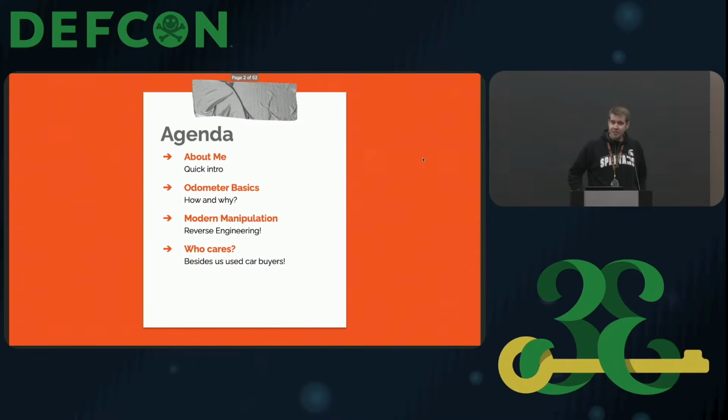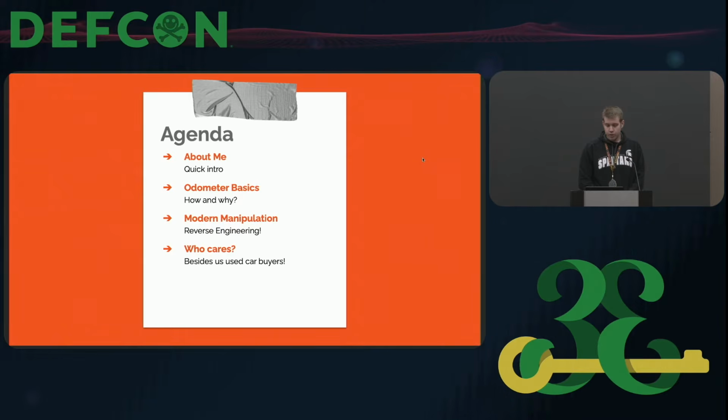All right, so the agenda for today, I'm going to tell everyone a little bit about me and how I got to be here. I'll talk a little bit about what the odometer is and why it's important. And then we'll get into the meat of this presentation, which is reverse engineering a device I found online that claims to be able to manipulate the odometer of various models of cars across 53 different makes. So pretty much every car I could think of. And finally, we'll conclude with who cares and a little bit of why this matters, as well as how we can maybe look for it when we're buying a car.